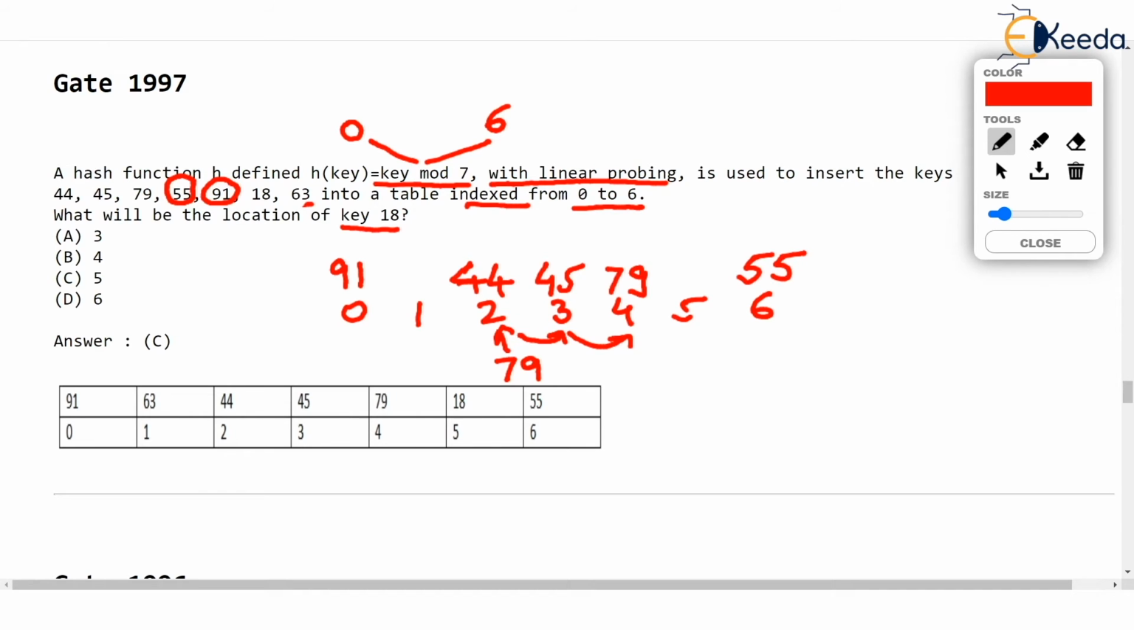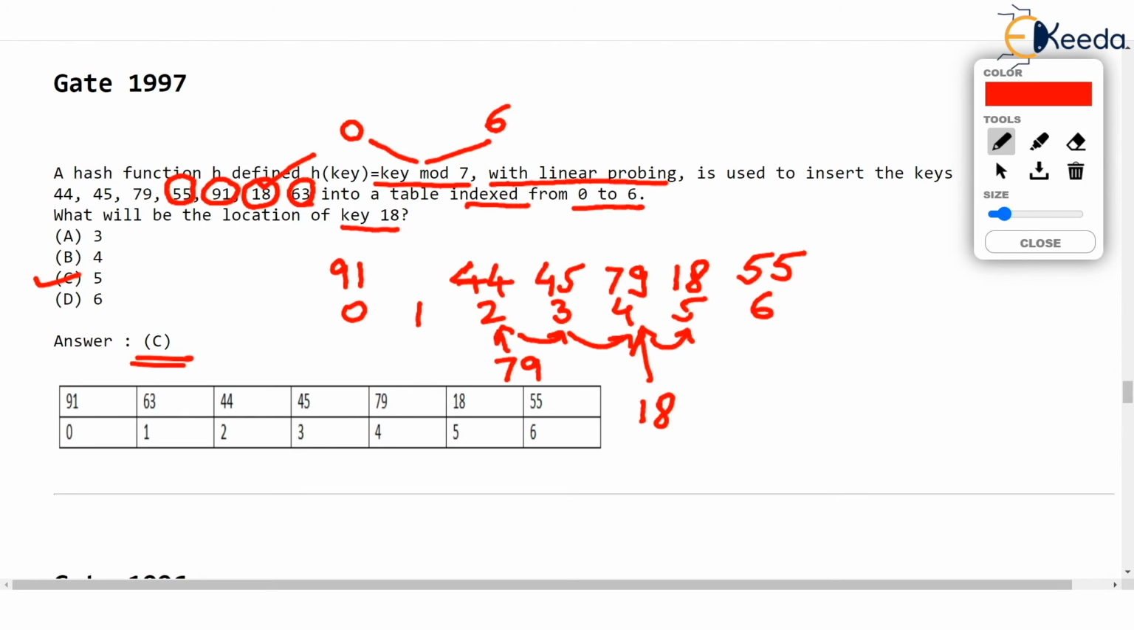Now let's see 18. If you divide 18 with 7, 7 twos are 14, and the remainder is 4. So actually 18 should go at the 4th location. But the 4th location is full. So you use linear probing and go to the next location, and luckily you find it empty. So you will store 18 at the 5th location. That's it. Enough is enough. Don't even talk about 63, because the question just asks where 18 will be stored. And the answer is 18 will be stored at the 5th location. So the answer is C.